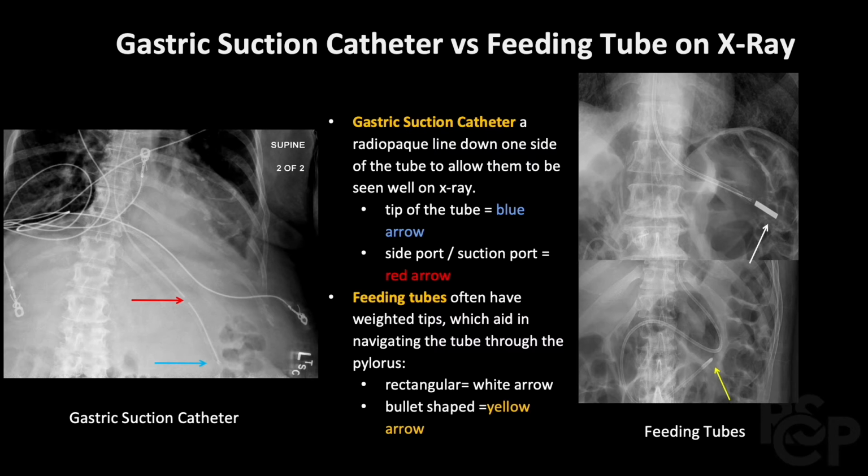Now, on the right, we have a feeding tube. These feeding tubes often have a weighted tip, and this aids in navigating the tube through that pylorus into its ideal location post-pyloric. These weighted tips can be different shapes, so the white arrow is pointing to a weighted tip that is rectangular, and the yellow arrow is pointing to a weighted tip that is bullet-shaped.